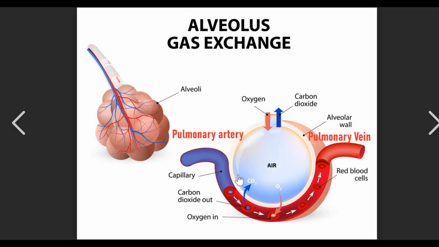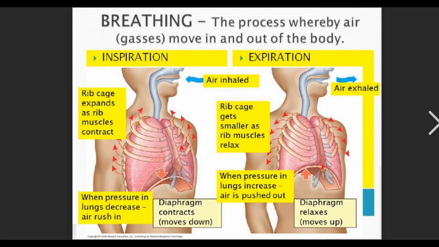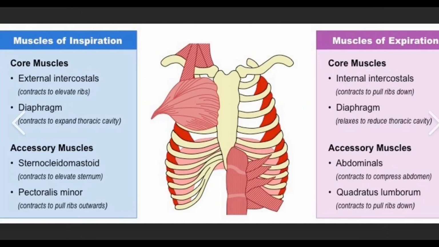Now let's see the process of breathing, or the mechanism of breathing. What is breathing? It is the process of moving air in and out of the body. Inspiration means moving air in, and expiration means moving air out. What are the muscles that helps with breathing? The main muscles that helps with breathing involves intercostal muscles and diaphragm. These are the 2 muscles, intercostal and diaphragm, which helps with breathing.